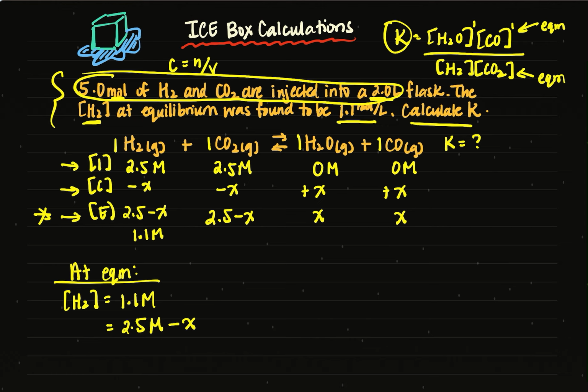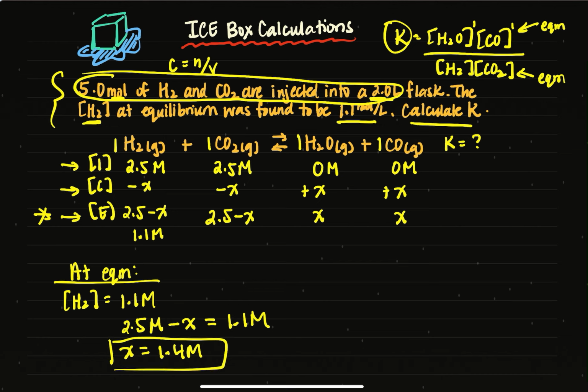Actually, let me clean up my math a little bit. So I'll get rid of that equal sign. My hydrogen started at 2.5 moles per liter. It decreased by a certain amount, and then by equilibrium, it reached 1.1 moles per liter. So if I do a little bit of algebra, I can say that X will equal 1.4 moles per liter. That's my X value.